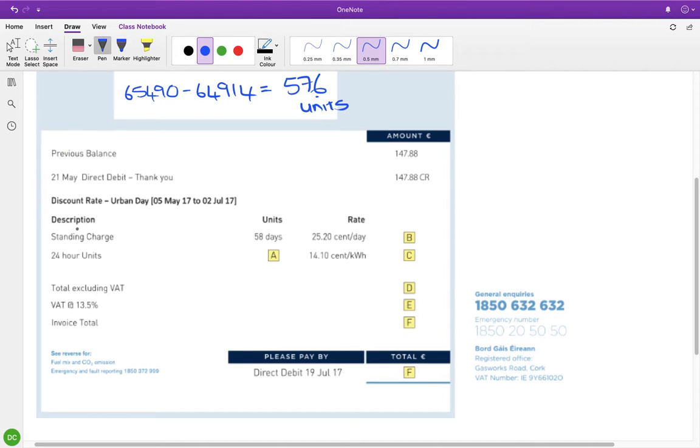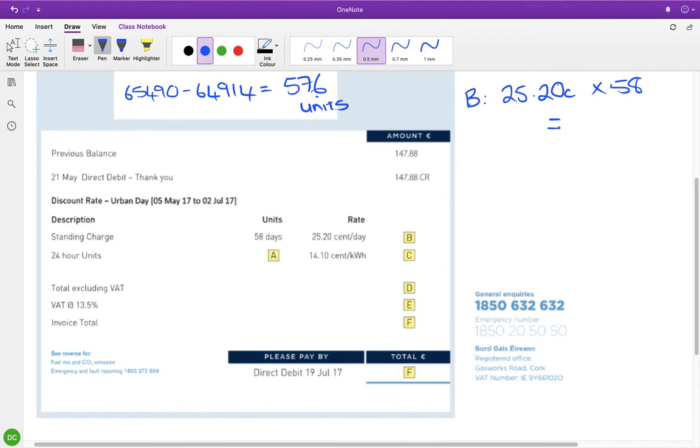B is the standing charge. The standing charge is the money you're going to pay for your gas or electricity just for them to pipe it to the house. So you pay that regardless of what you use. It's just paid per day. So it's 25.20 cents per day, and it's 58 days. So to figure out B, we do 25.20 cents and we multiply that by 58 days.